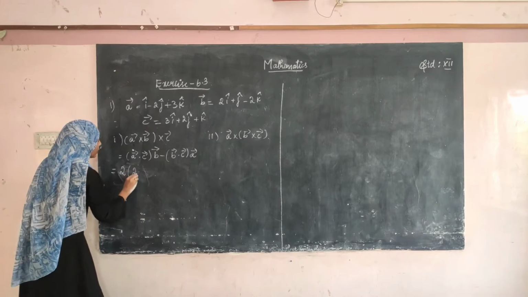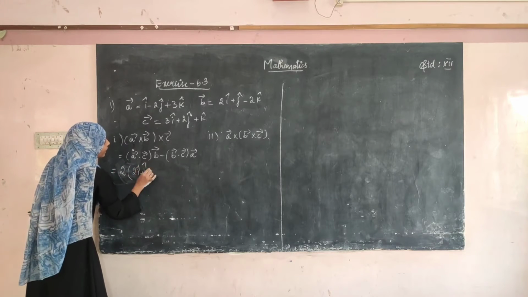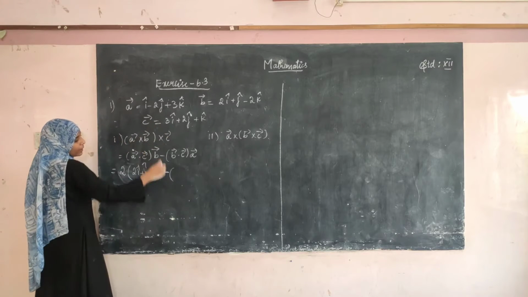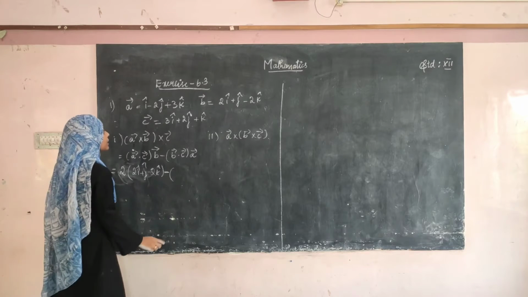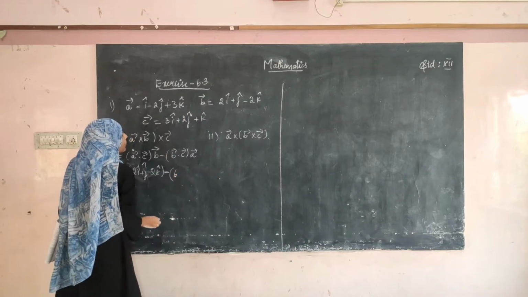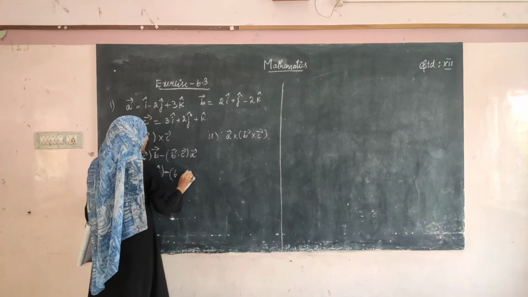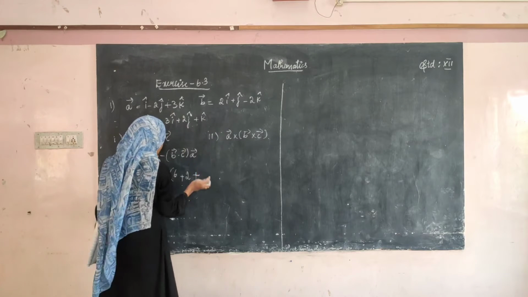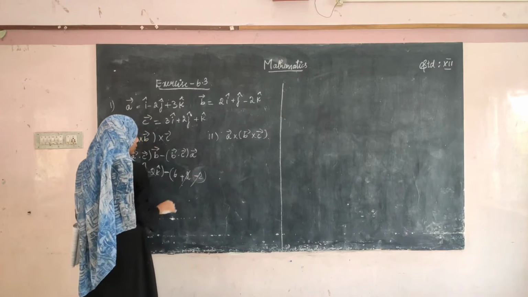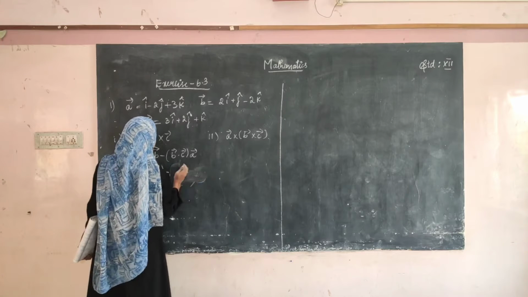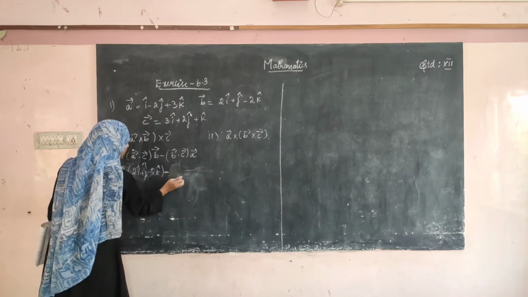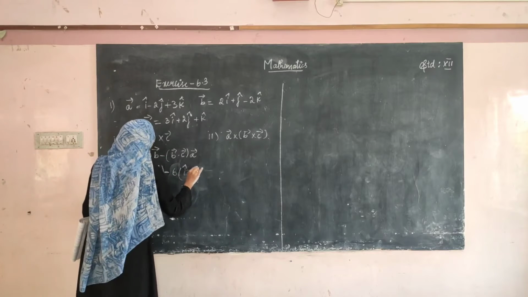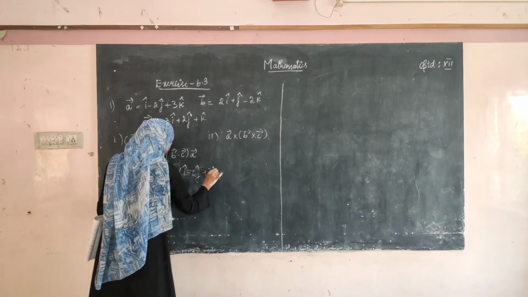What is B vector? 2 into I cap plus j cap minus 2 into k cap, minus again B vector dot C vector. We have to dot product B vector and C vector. That is 2 into 3 is 6, plus 2 into 1 is 2, plus here 1 there is minus 2, minus 2 into 1 is minus 2. So this minus 2 and plus 2 get cancelled. 6 is outside, right? So this is 6, into A vector, which is I cap minus 2 j cap plus 3 k cap.